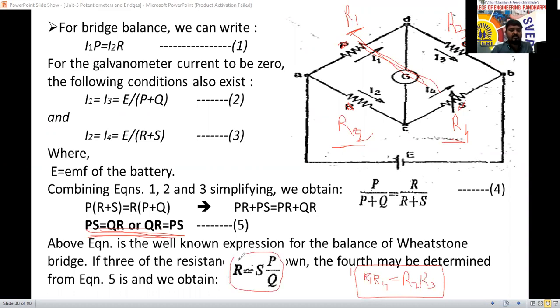R equal to S into P by Q into S. R1, R4 equal to R2, R3. And PS equal to QR. Any formula you can remember here. Any doubts here? No, sir.